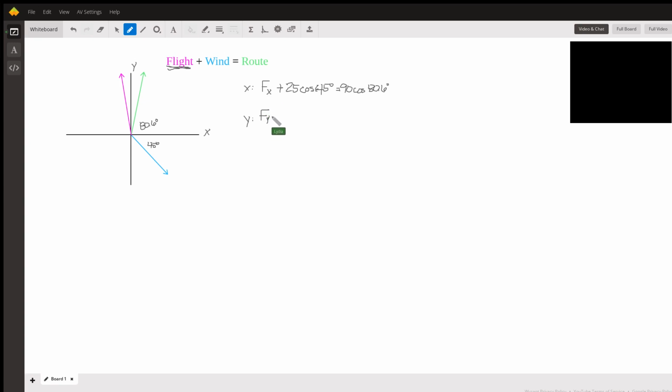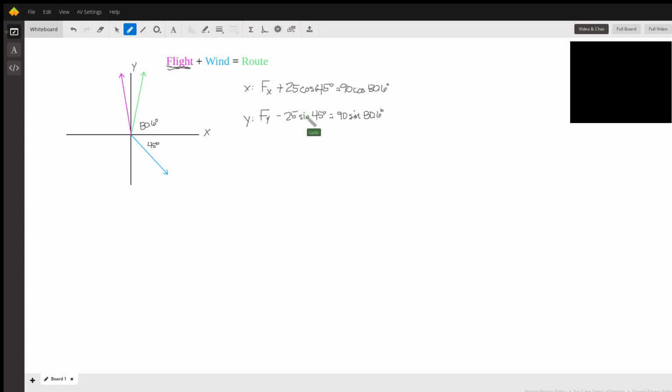I'm going to do something similar with the Y part. What's slightly different here is that my wind actually has a positive X component and a negative Y component. So instead of adding 25, I'm going to be subtracting 25, using sine, of course, because we're talking about the Y, at 45 degrees. With the route, I do not need to worry about any switcheroos or changes because it is positive in the X and Y direction. So it's simply 90 sine, and I'm using 80.6 again because that is the complement to my given angle.